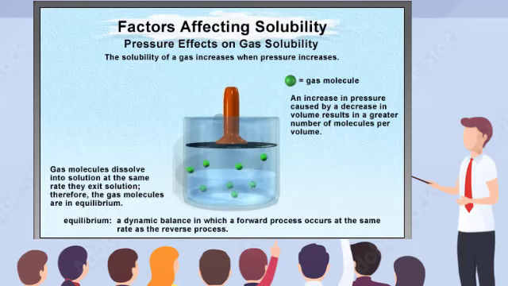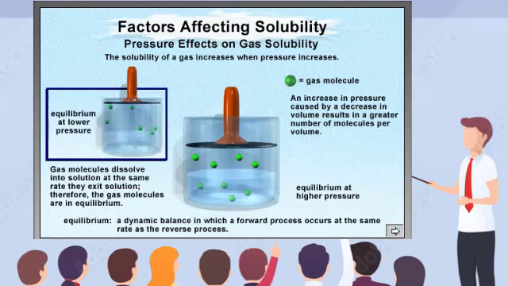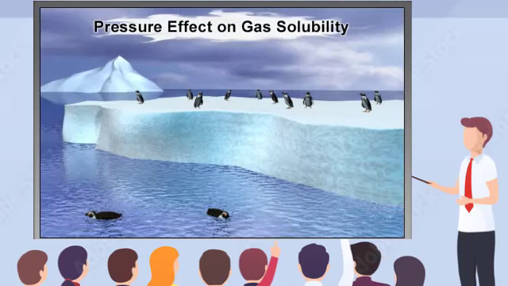Eventually, the rate of gas molecules escaping from solution increases until a new equilibrium is reached. When equilibrium is achieved under the higher pressure, the solution contains more dissolved gas than it did under the lower pressure. The effect of pressure on solubility is analogous to penguins sitting atop an iceberg that suddenly breaks.